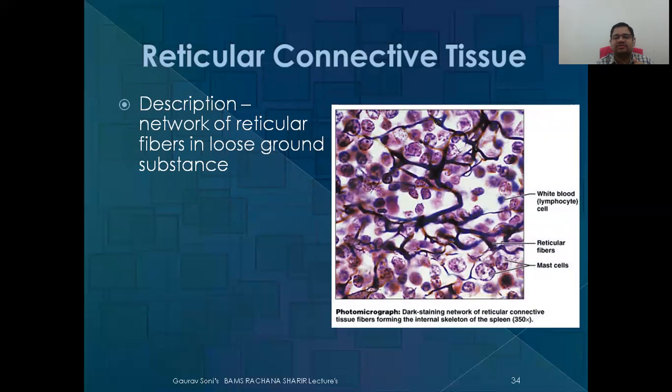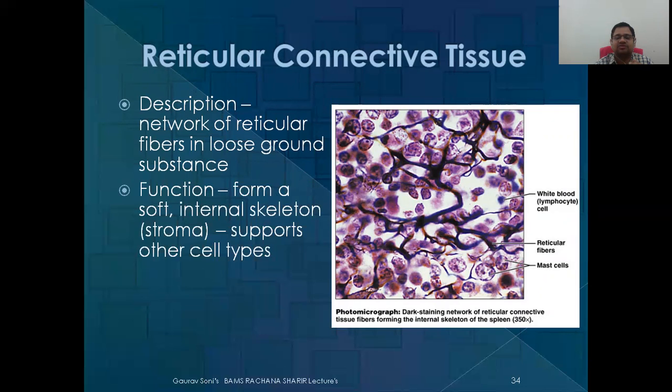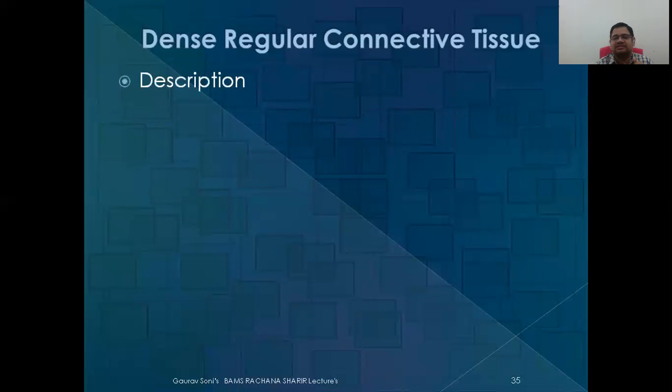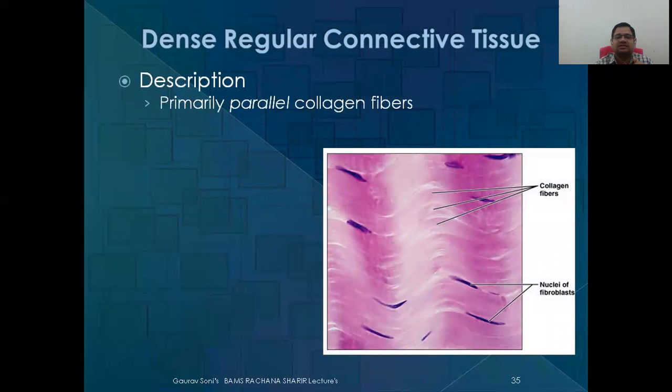Next type is reticular connective tissue. A network of reticular fibers in a loose ground substance is what we are basically going to find. Function: it forms a soft internal skeleton, supports the other cell types. Basically, you are going to find this kind of tissue in the lymphoid organs like lymph nodes, bone marrow, and spleen.